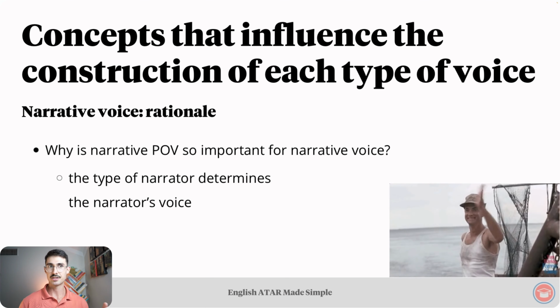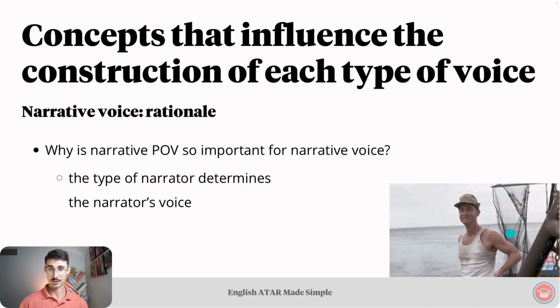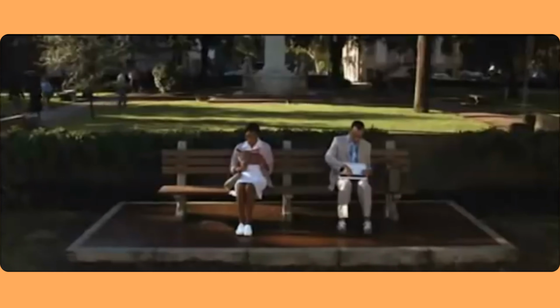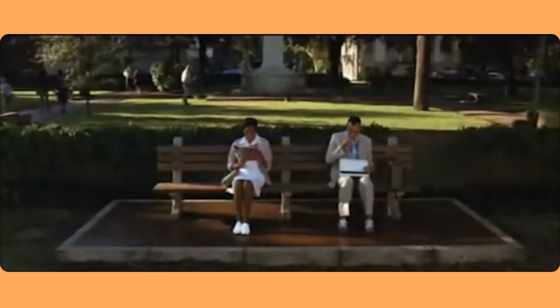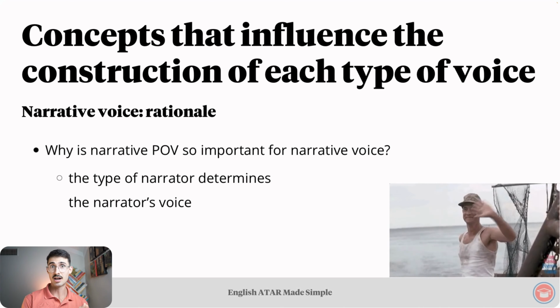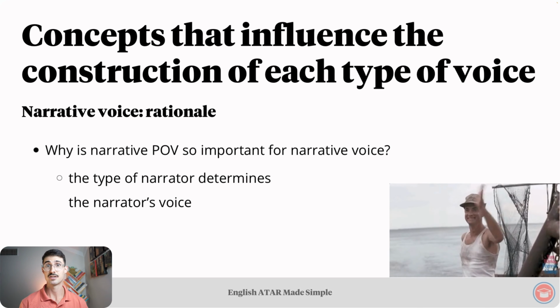For instance, let's look at Forrest Gump's narration in Forrest Gump. The narrator, who is Forrest Gump, is unreliable because of his inexperience and ignorance. He is the naif. Life was like a box of chocolates. You never know what you're going to get. This type of narrator contributes to the creation of a playful, cheery, and naive narrative voice.